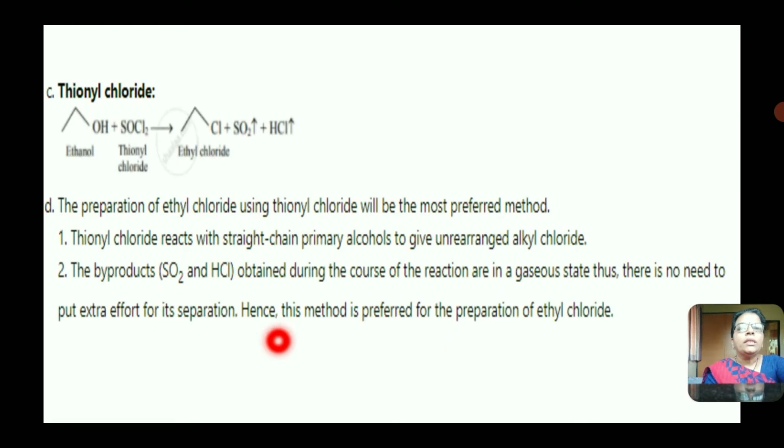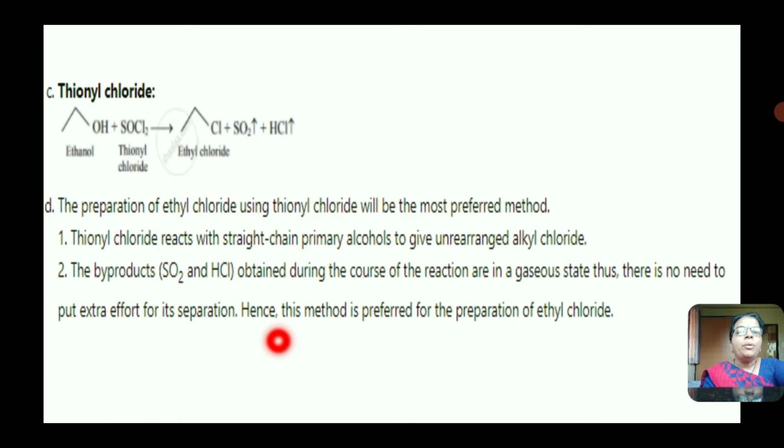Then next is thionyl chloride. When ethyl alcohol, that is CH3CH2OH, is treated with thionyl chloride, that is SOCl2, the OH group from ethyl alcohol is replaced by chlorine to form ethyl chloride plus SO2 plus HCl. That is, formation of ethyl chloride plus sulfur dioxide gas plus HCl gas takes place.